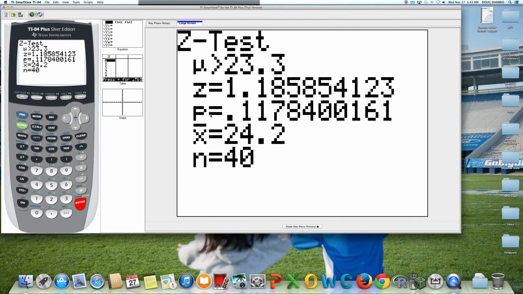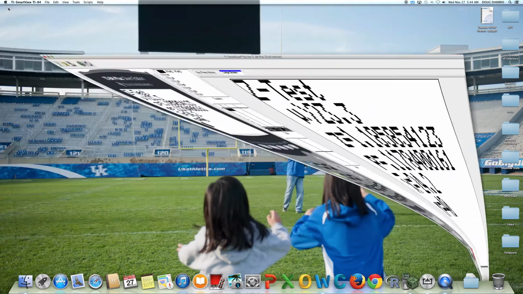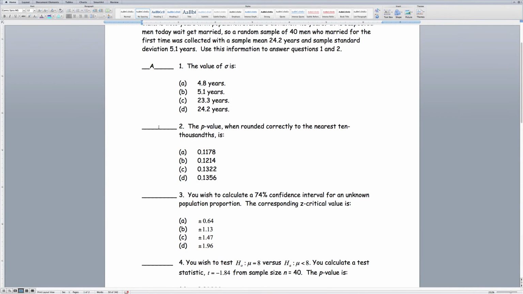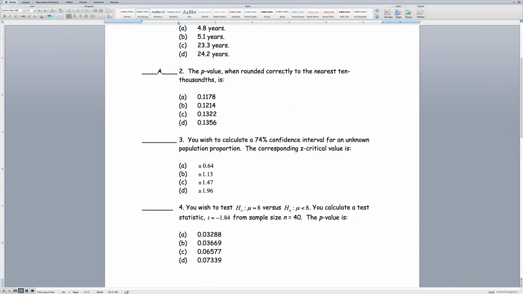In this problem, it's kind of unique because all we want is the p-value. So we go back to the answers. 0.1178 is what we're looking for. And it turns out that 0.1178 is located at A. So A is the answer.